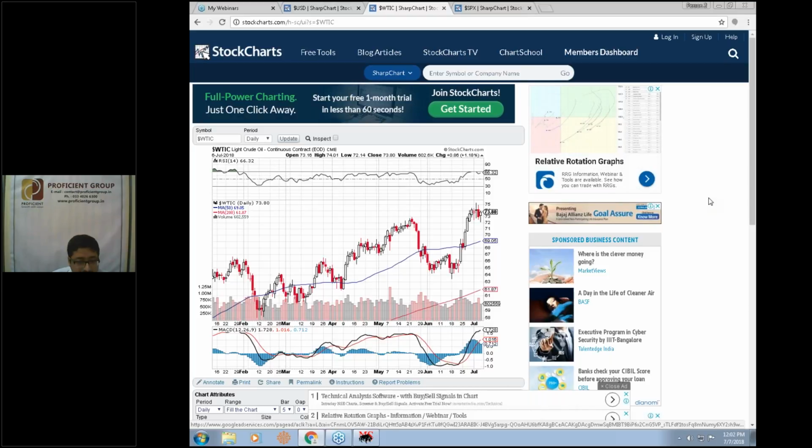Per barrel region, and if crude comes to that level, it will be a good opportunity to buy. But for the time being, one can keep a short position, keeping the stop loss at the 74.58 region. So that's our outlook in crude oil. The short-term outlook for crude oil is weak, and the longer-term outlook is extremely bullish.